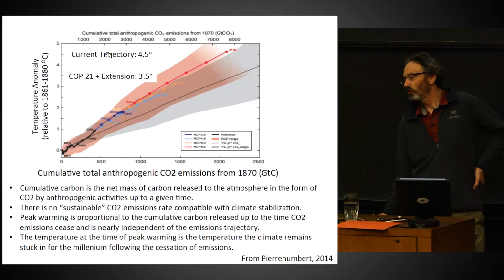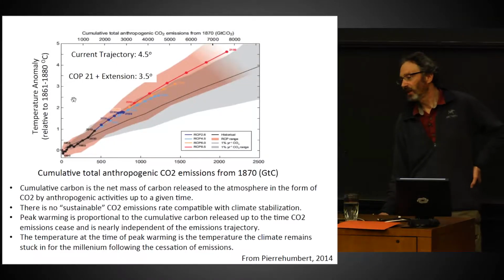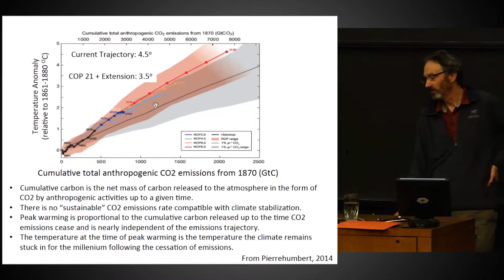Okay, so the current trajectory suggests that we'll release about 2,000 gigatons of carbon by 2100, and that temperature will increase by about 4.5 degrees. The COP agreement in Paris and its extension limits the warming perhaps to 3.5 degrees by the end of the century.